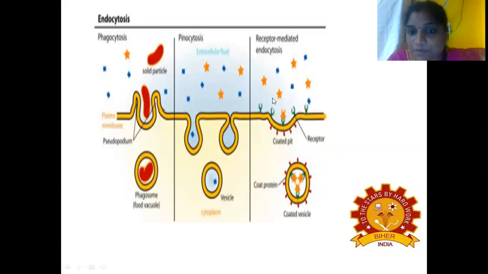To the receptor proteins, the molecules will come and attach. It will be very specific. Only a specific molecule will come and attach to this receptor. So the receptor coated pit will form a coated vesicle inside. With this vesicle, the molecules enter the cell. This type of process is called receptor mediated endocytosis. So these are the three types of endocytosis: phagocytosis, pinocytosis, and receptor mediated endocytosis.